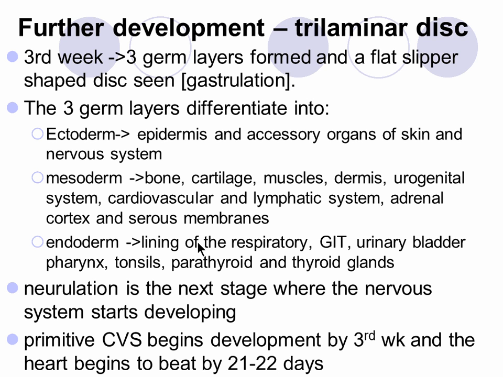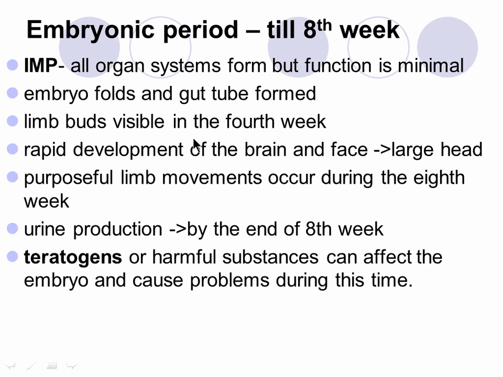Okay, so now after this, the germ layers. Initially the embryo is a flat, slipper-shaped disc, absolutely flat. We saw 2 layers, then the 3rd layer gets formed, and you get these 3 layers, and you can read the structures that they form. The nervous system begins to develop. The time when the nervous system develops is called neurulation. The cardiovascular system develops rather early, by about the 3rd week, 21 to 22 days. You can see the heartbeat on an ultrasound at that time. All organ systems form during this embryonic period, but the function is minimal.